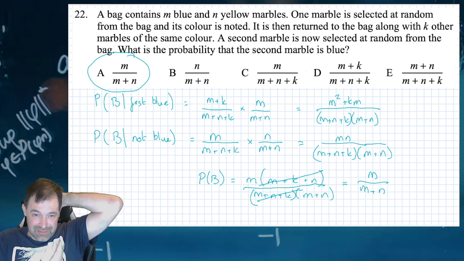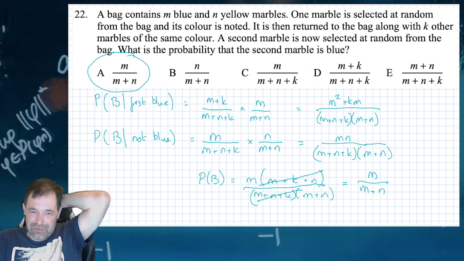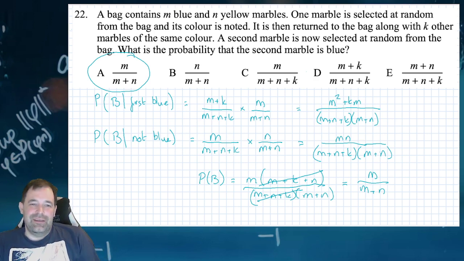That it is not conditional on how many extra you add in. The probability you pick a blue the second time is the same as the probability you pick a blue the first time. That's nice, isn't it?